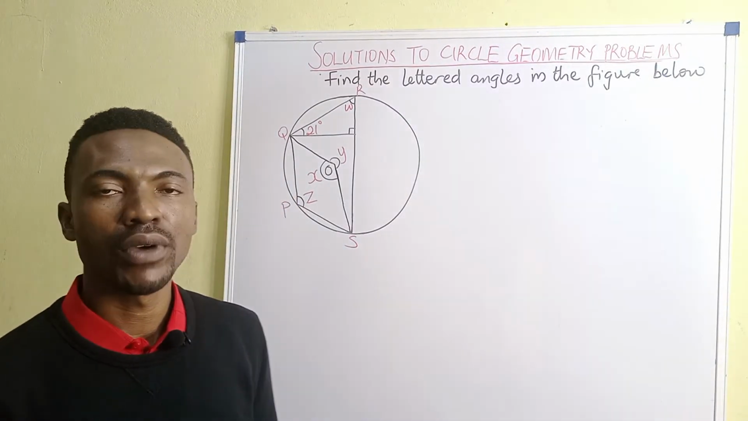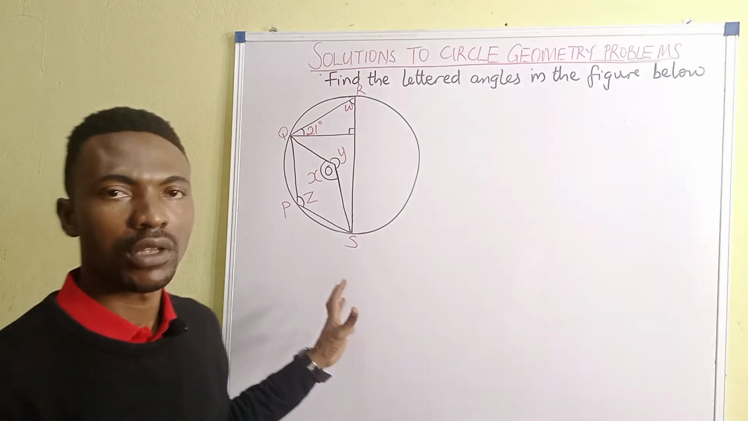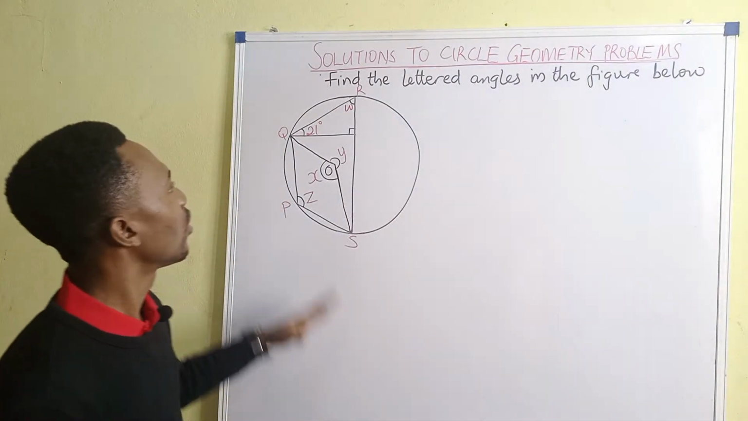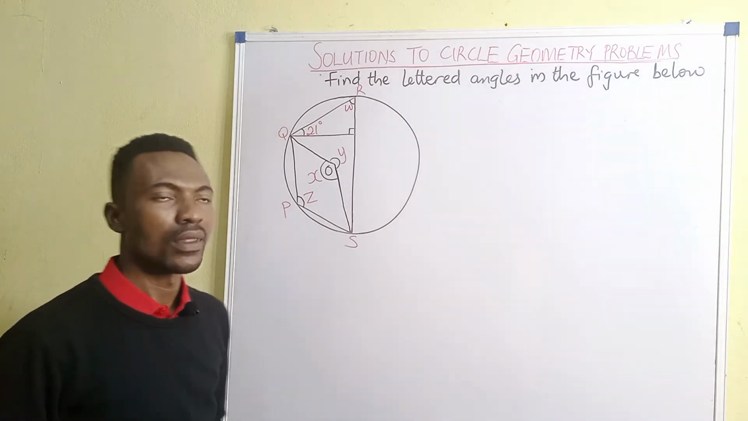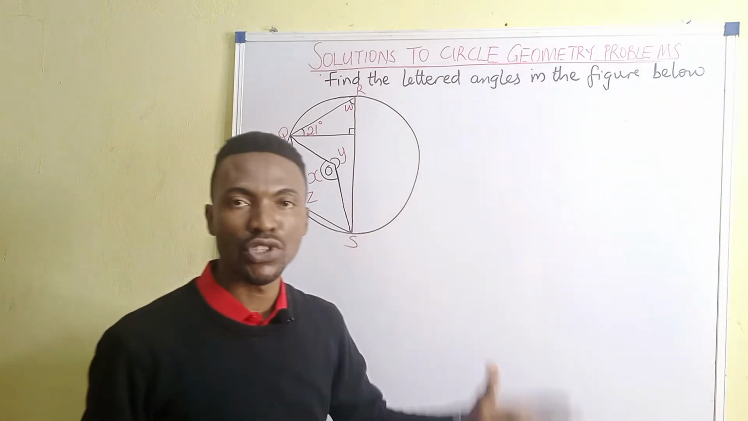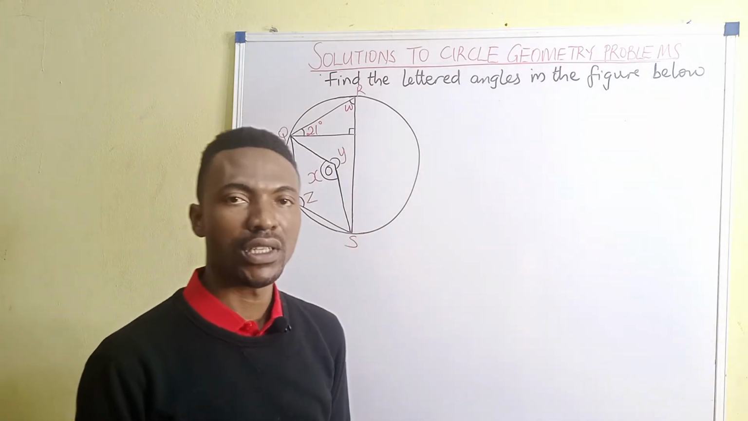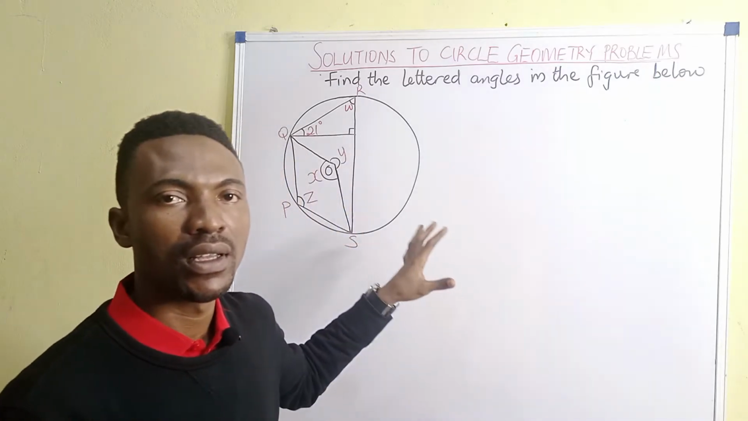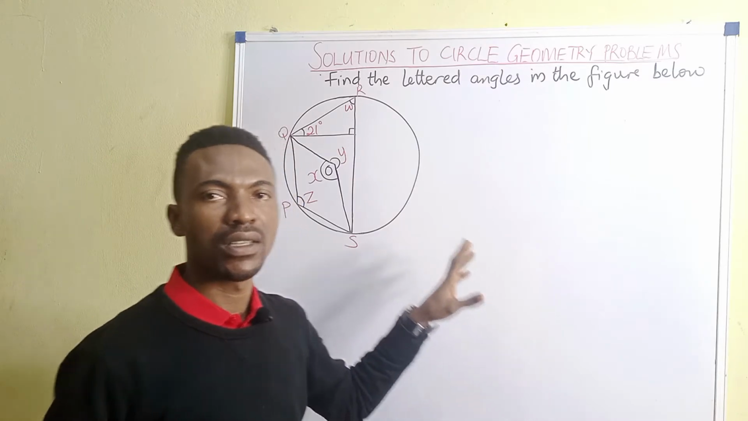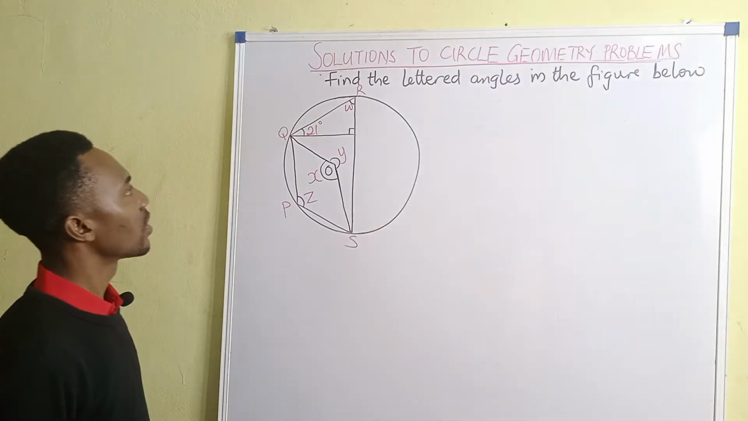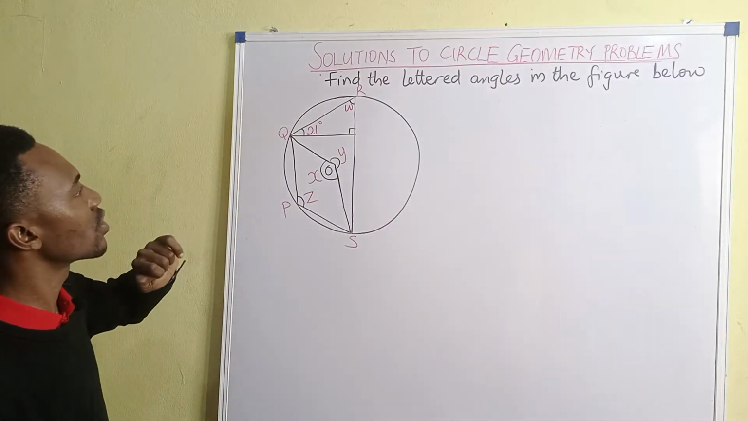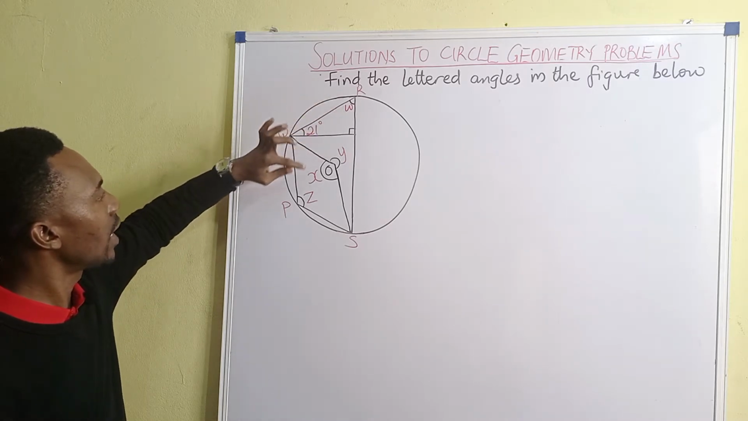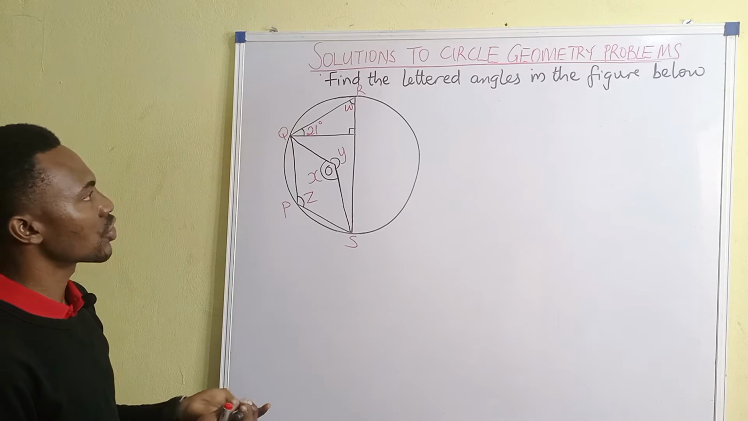Alright, now we have a question before us. Find the lettered angles in the figure below. Now in the previous video we applied the two theorems we treated previously on circle geometry. So we're going to be extending the problem solving techniques to solving this problem. So we have to find the angles W, Y, X, and Z. So let's just write them out here.